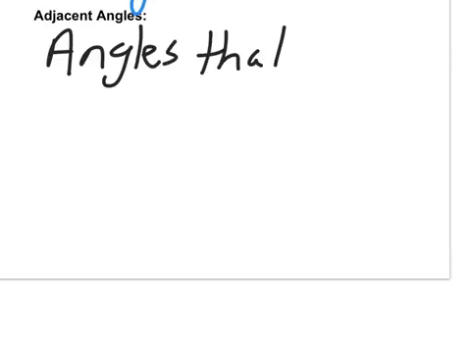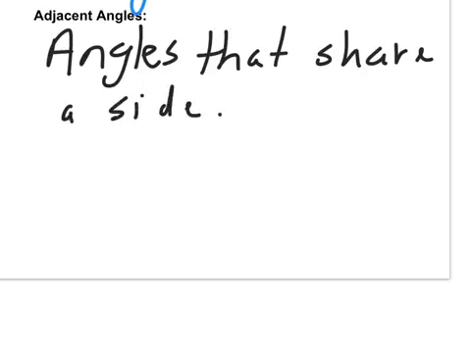And then finally we have adjacent angles. So that means angles that share a side. Okay, so we'll just write that down now. Angles that share a side. Okay? Adjacent angles aren't necessarily congruent. They can be, but they're not necessarily.